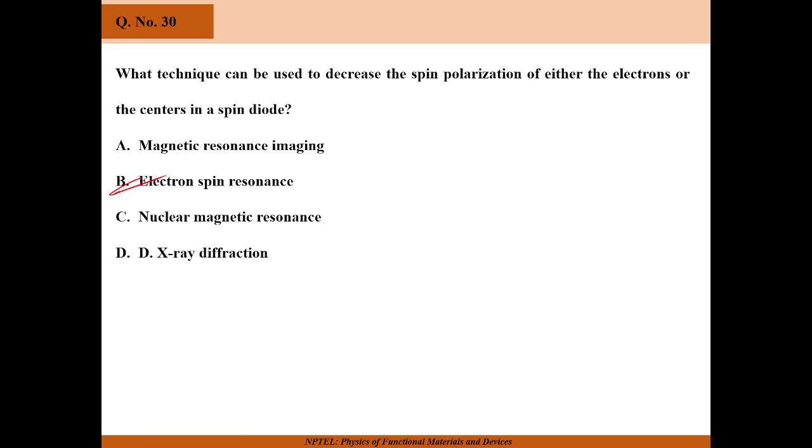What is a technique that can be used to decrease the spin polarization of either electrons or centers in a spin diode? The correct answer is ESR, which is electron spin resonance.